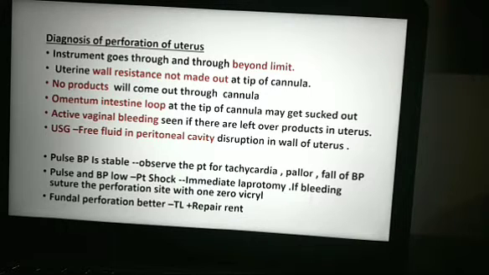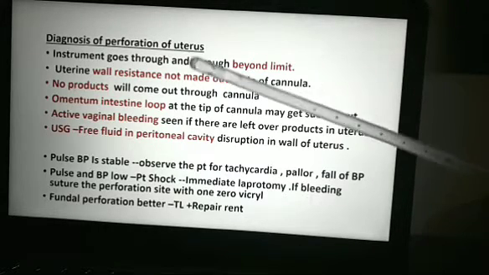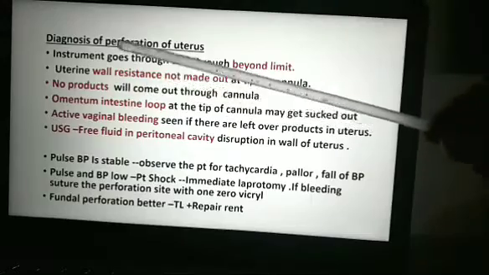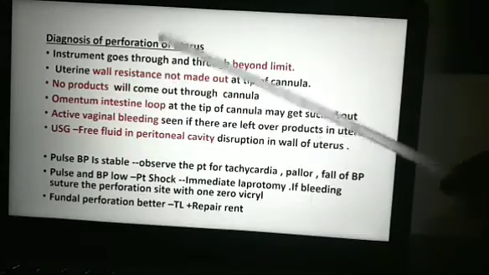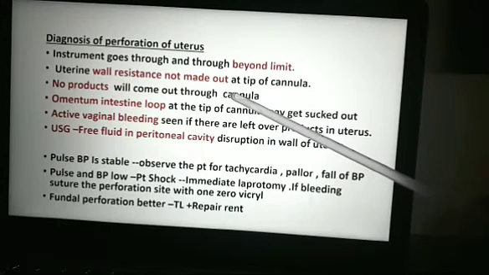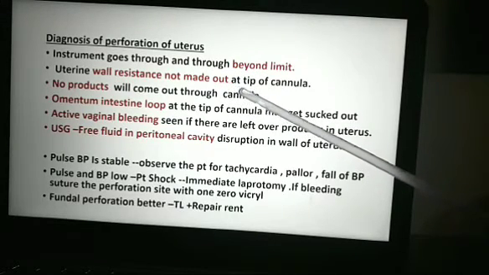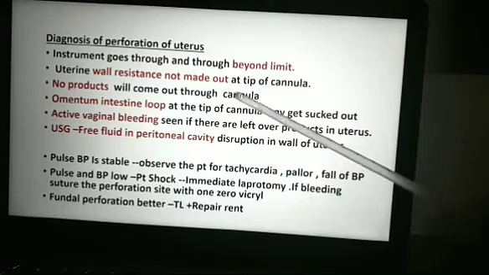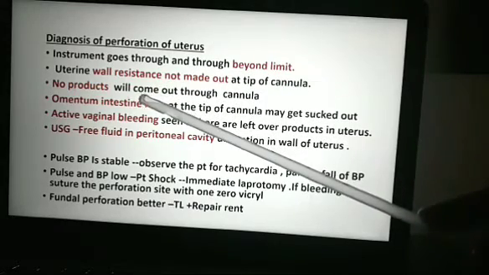Uterine wall resistance is not felt by the instrument. Suppose I am using this cannula, I don't feel the uterine wall at the tip of the cannula. Then I should predict that probably it has gone through and through. There is perforation of uterus. No more products will come out through the cannula.